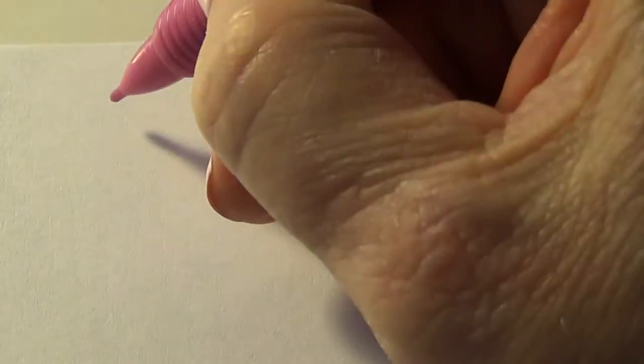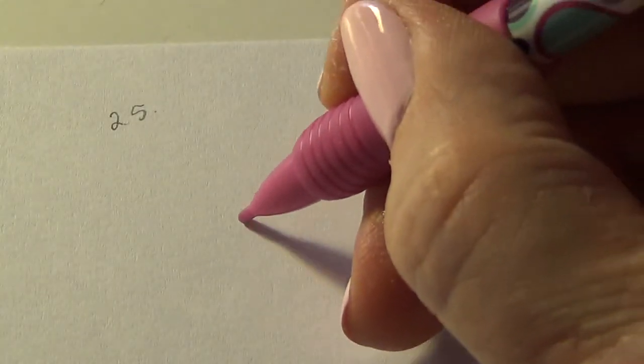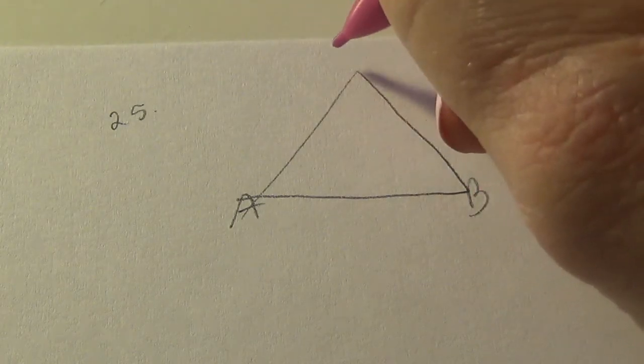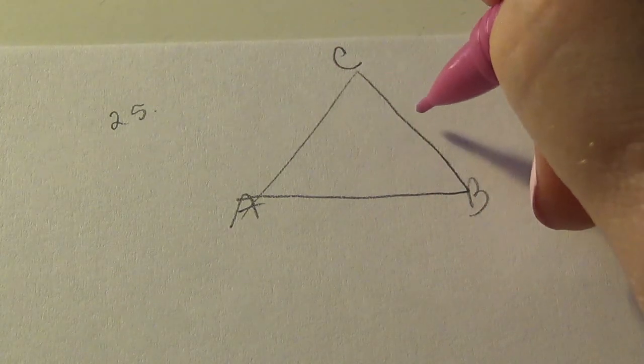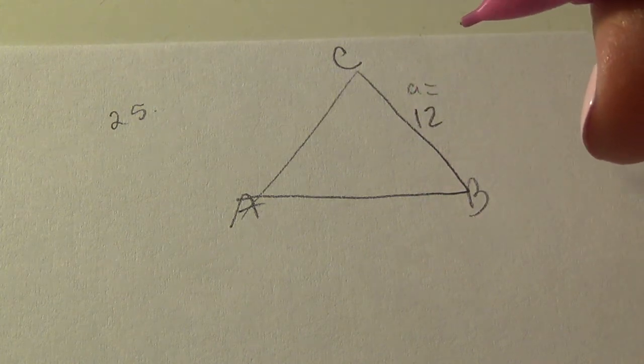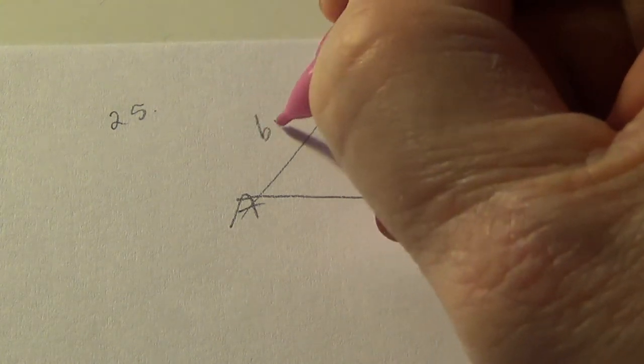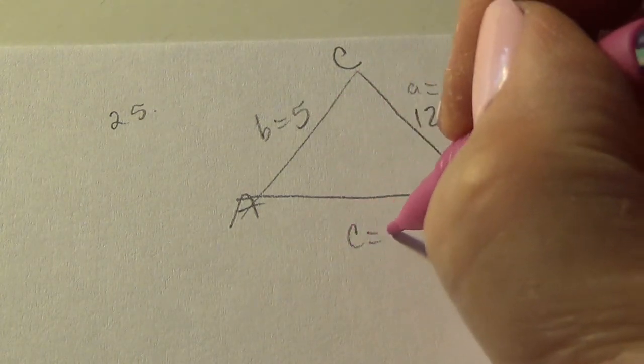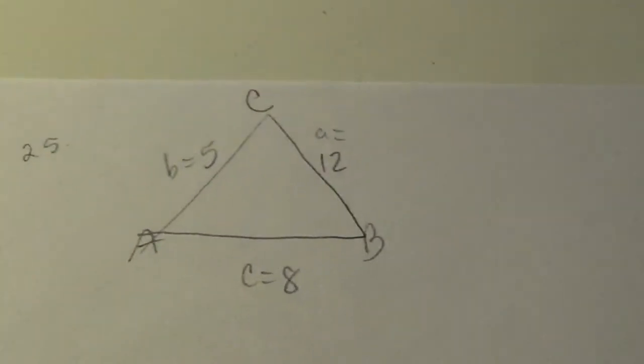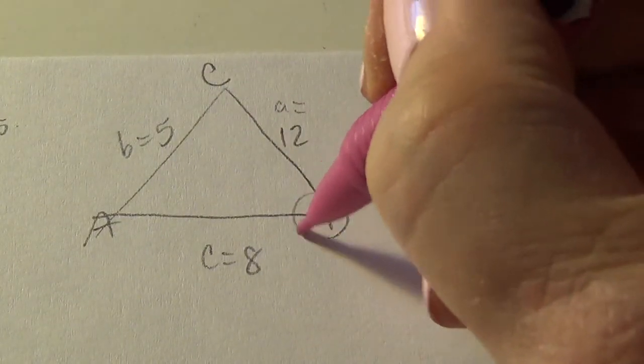Number 25 is going to be the law of cosines. So let's see what we got going here. On number 25, we have A, B, and C again, a non-right triangle. Little a is 12, little b is 5, and little c is 8. This time we're asked to find the value of angle B.